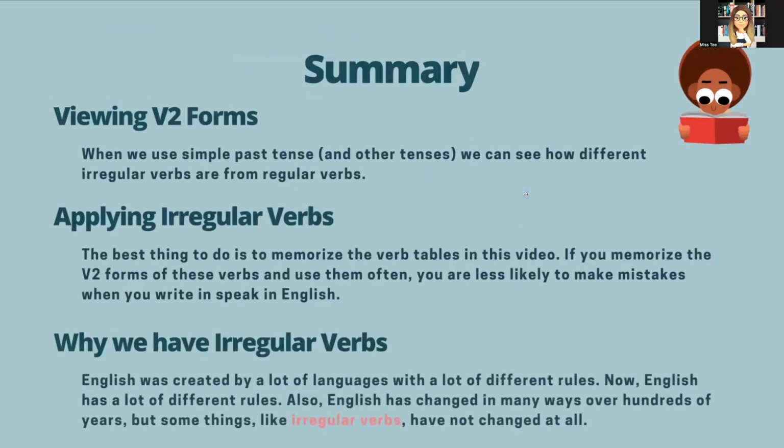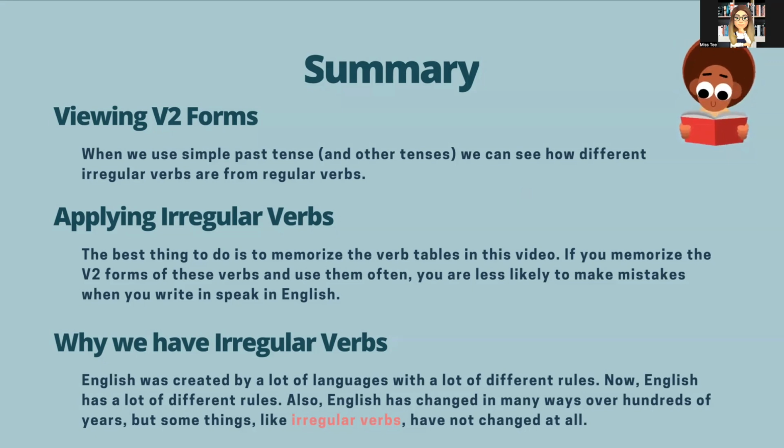So to summarize what we've learned today, when you're looking at V2 forms and when we're using the simple past tense and other tenses, we can see how different irregular verbs are from regular verbs. When you're applying irregular verbs, the best thing to do is memorize the verb tables in this video to start, and then expand your vocabulary later. If you memorize the V2 forms of these verbs and use them often, you're less likely to make mistakes when you write and speak in English. It will become more natural to you.